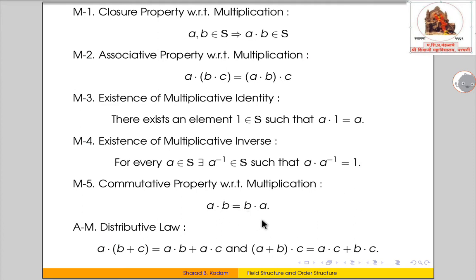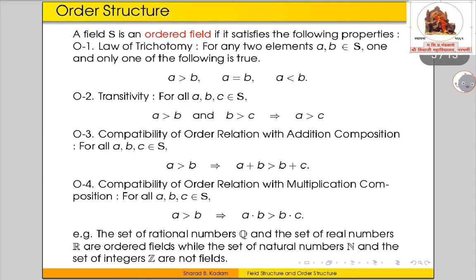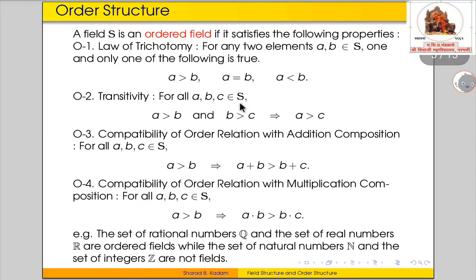And the last, the 11th property, is the distributive law, and it states that a into (b plus c) equals a into b plus a into c, and (a plus b) into c equals a into c plus b into c. Next we move to order structure.